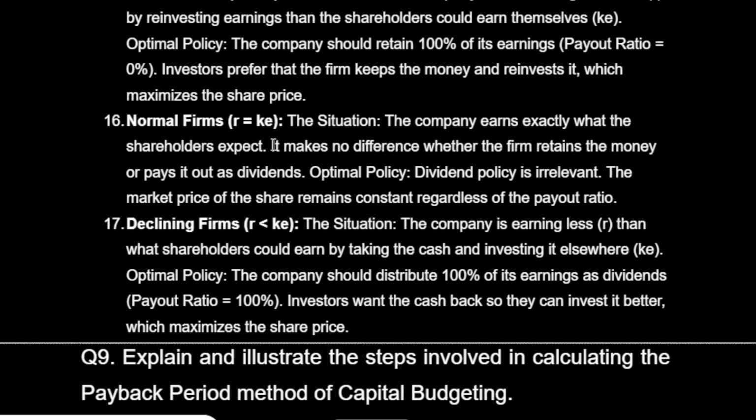Normal firms, r equals k. The situation, the company earns exactly what the shareholders expect. It makes no difference whether the firm retains the money or pays it out as dividends. Optimal policy, dividend policy is irrelevant. The market price of the share remains constant, regardless of the payout ratio.